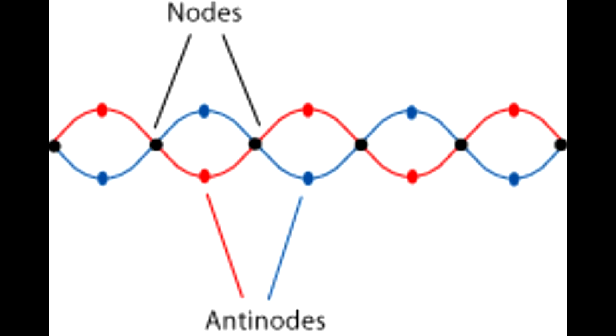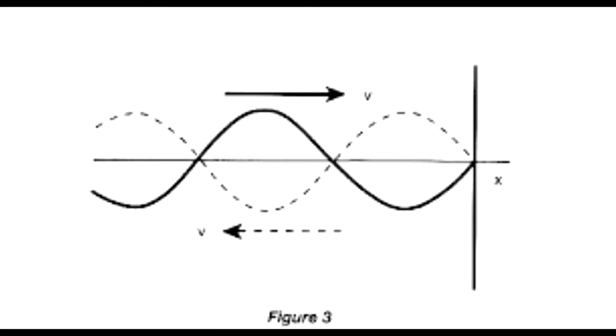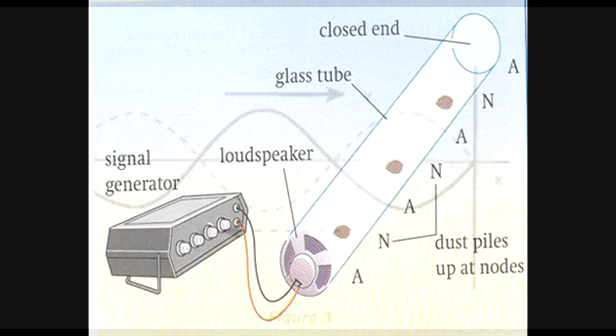A node has zero displacement, whereas an antinode has maximum displacement. A stationary wave is caused by the superposition of two progressive waves of the same frequency moving in the opposite direction. No energy is transferred from these waves.